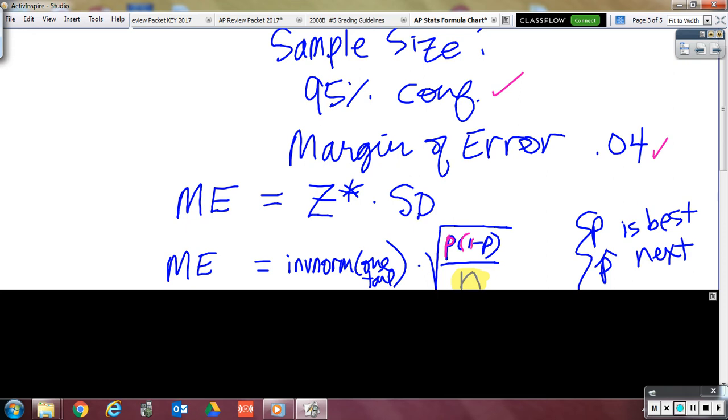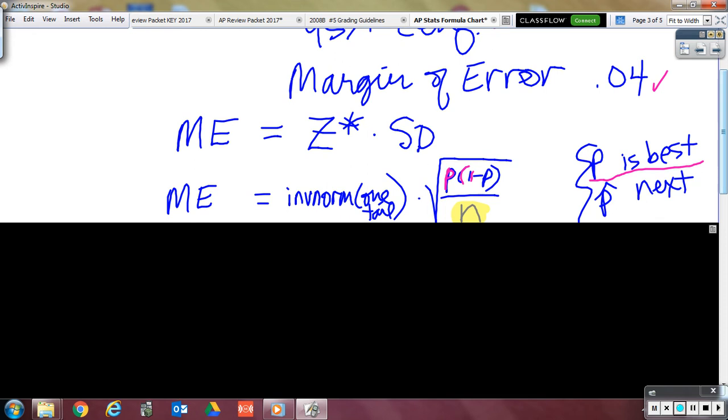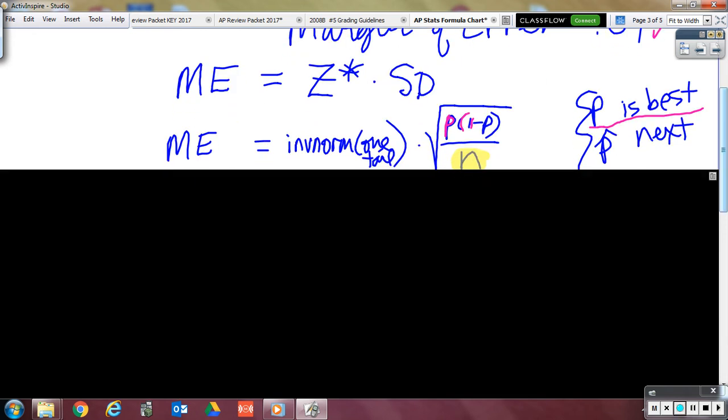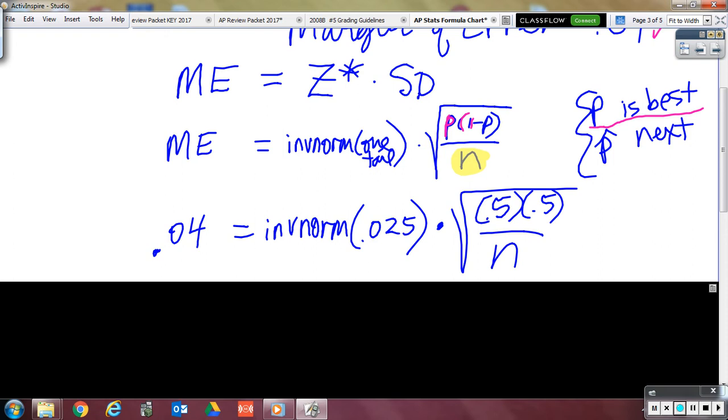The best you can do is use true P, but if you don't have that, then you can just use P hat. Worst case scenario is those don't jive. Please don't cry. Just use 0.5. So that's what I had in this particular case. I filled in my margin of error, my inverse norm of one tail. I didn't have P or P hat, so I used 0.5.